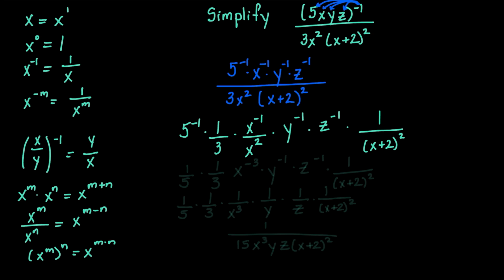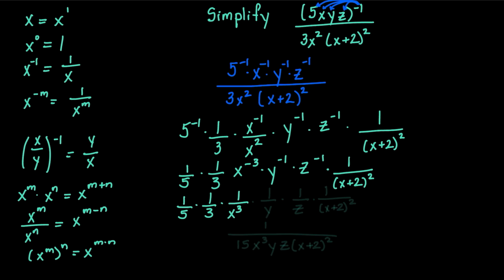Okay, 5 to the negative 1 becomes the reciprocal. So that's 1 over 5 times 1 over 3. Negative 1 minus 2 is negative 3. Y to the negative 1, z to the negative 1, 1 over x plus 2 squared. Now I'm going to go back and handle my negative exponents. This is 1 over x cubed, 1 over y, 1 over z, 1 over x plus 2 squared.